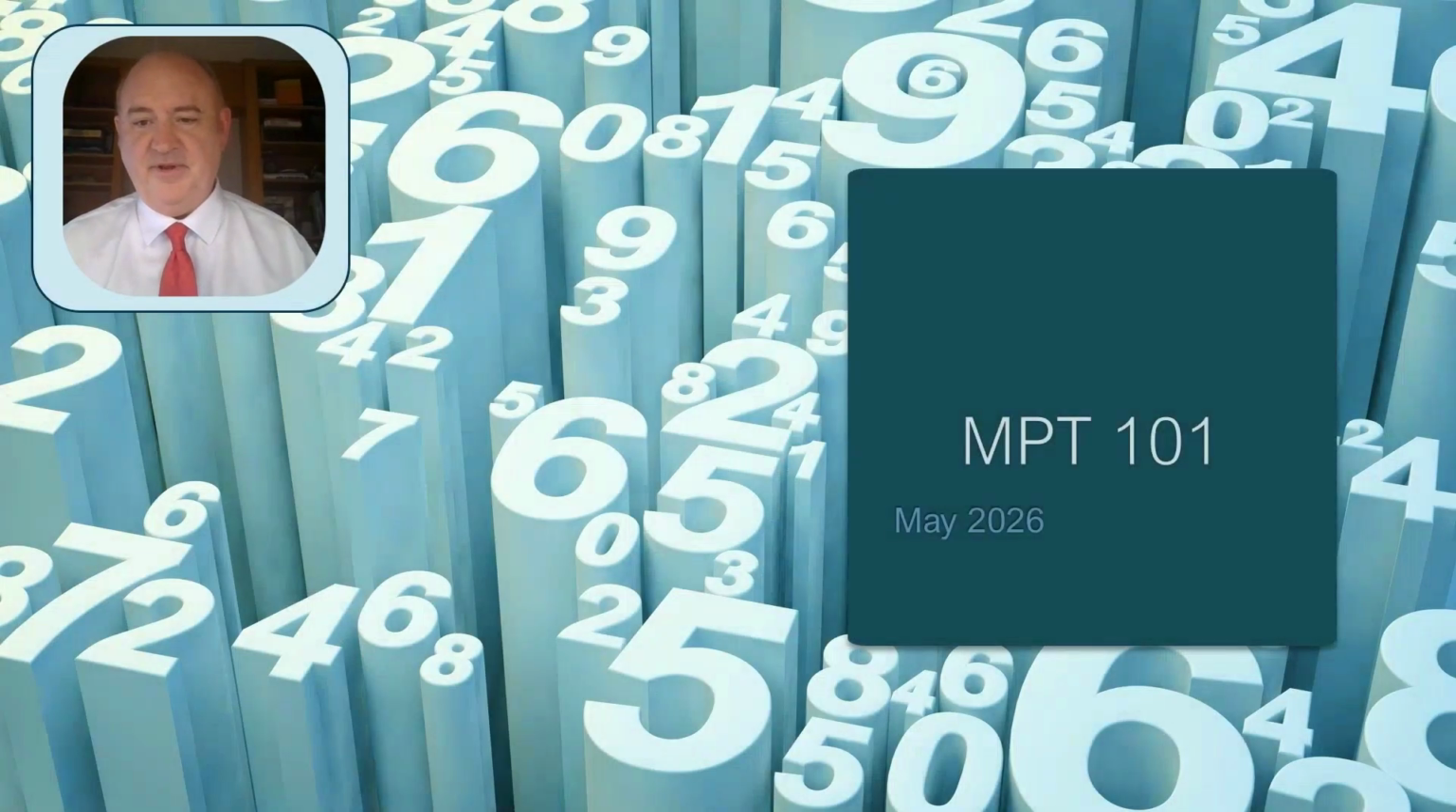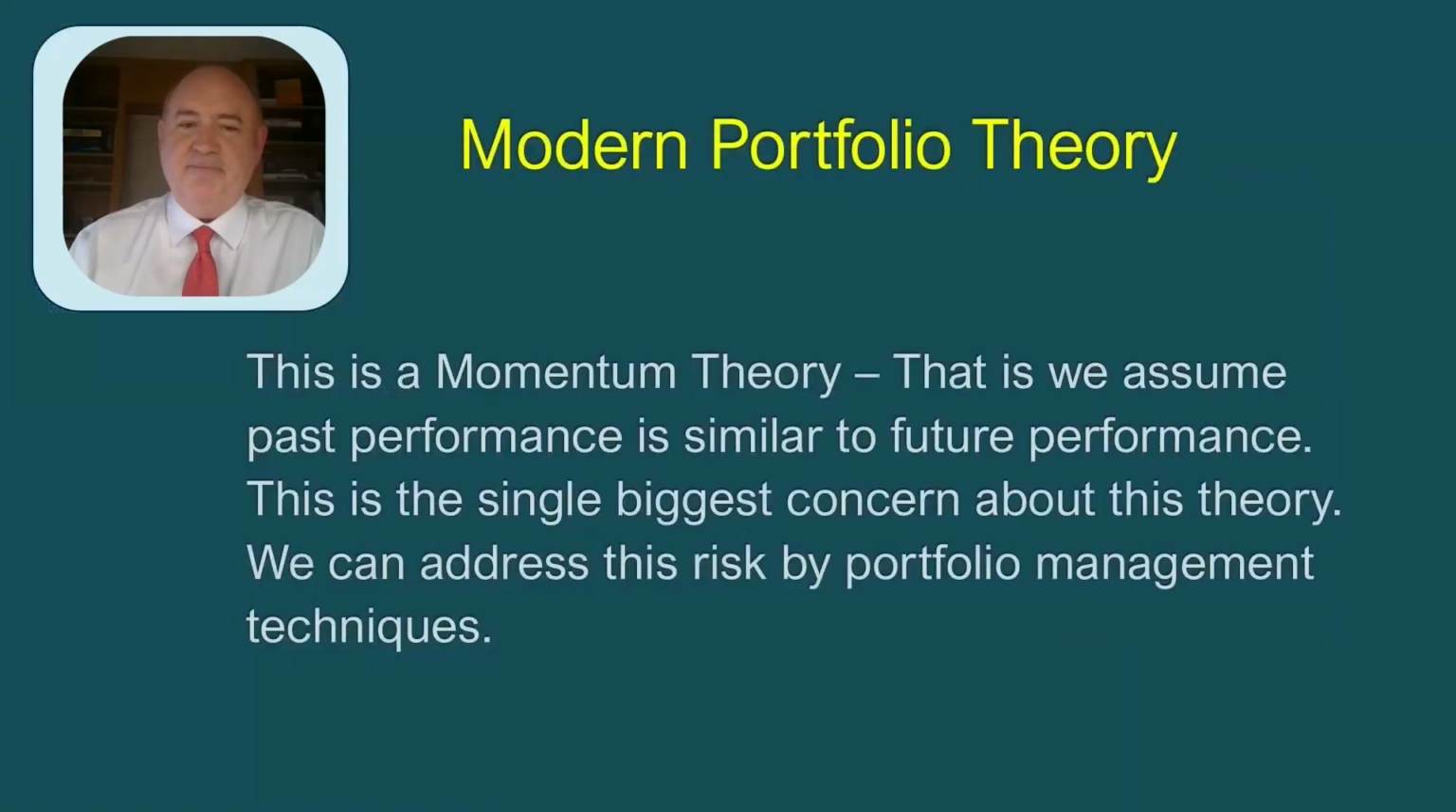Modern portfolio theory 101. So modern portfolio theory is a momentum theory, and it assumes that past performance is similar to future performance. And this is the single biggest concern about this theory, and I'll address this in another video and show you how portfolio management addresses that one concern about this theory.